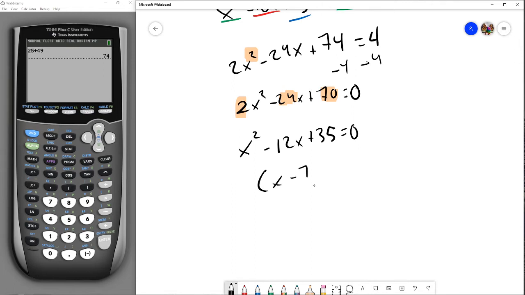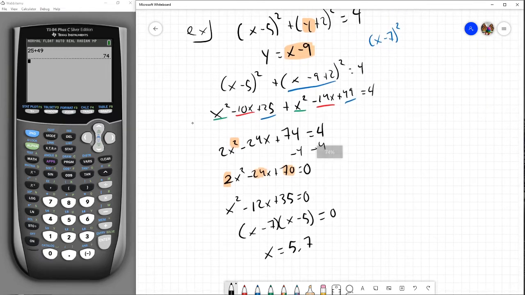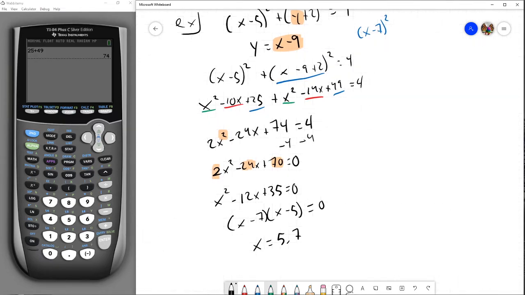This is x minus 7 times quantity of x minus 5, which is equal to 0. And so this tells us that x has to equal 5, 7. Alright. Let's zoom out a little bit. So we have x is equal to 5, 7. But now we need to figure out the y values.